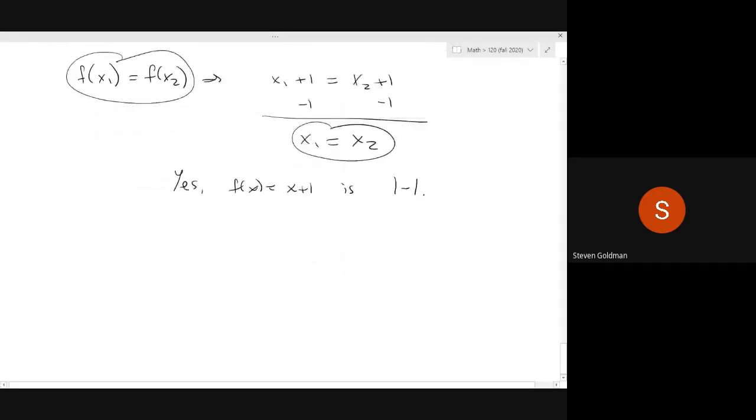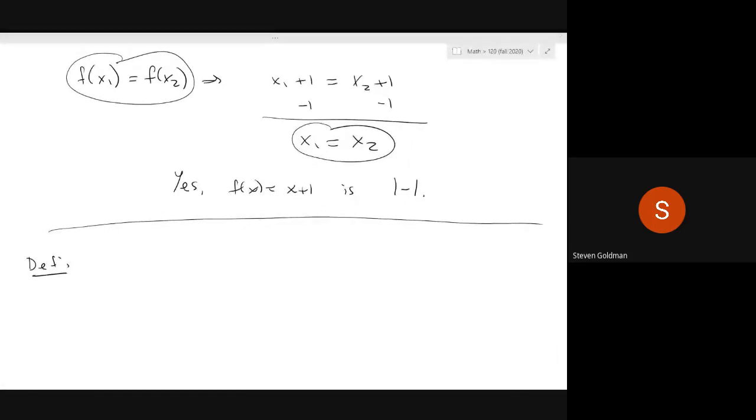All right, so that's what it means to be a one-to-one function. Let's now discuss onto functions. Any questions about one-to-one functions before we move on?